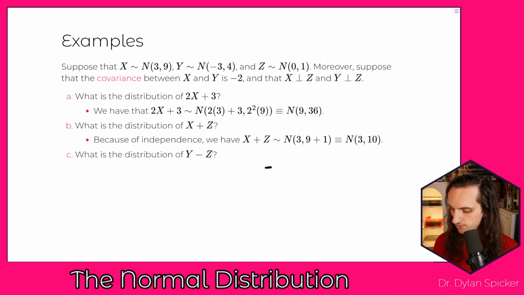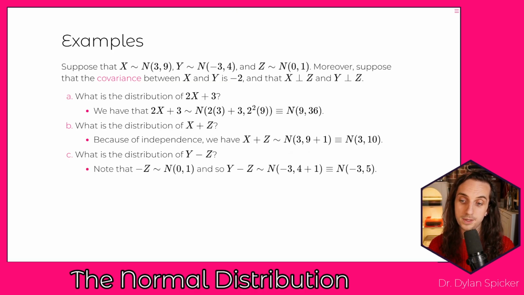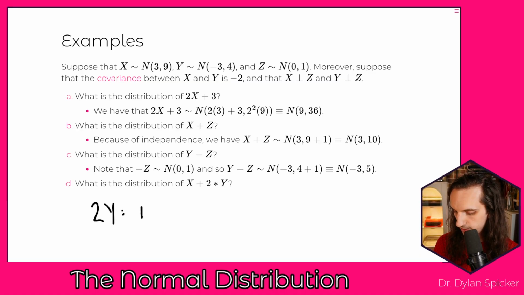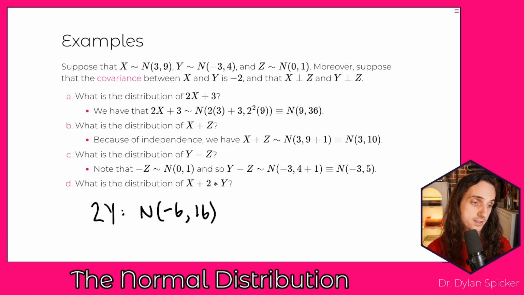Okay, walking through that once more. Because negative z follows a normal 0, 1, y minus z has to be a normal with a -3 and then 4 plus 1, so a -3, 5 distribution. Now, what about the distribution of x plus 2y? Again, we can work out the distribution of 2y. 2y is going to be normal. You take 2 times the mean of y, which gives us -6. You take 2 squared times the variance of y, so 2 squared is 4, multiplied by 4 is 16. And so that's the distribution of 2y here.